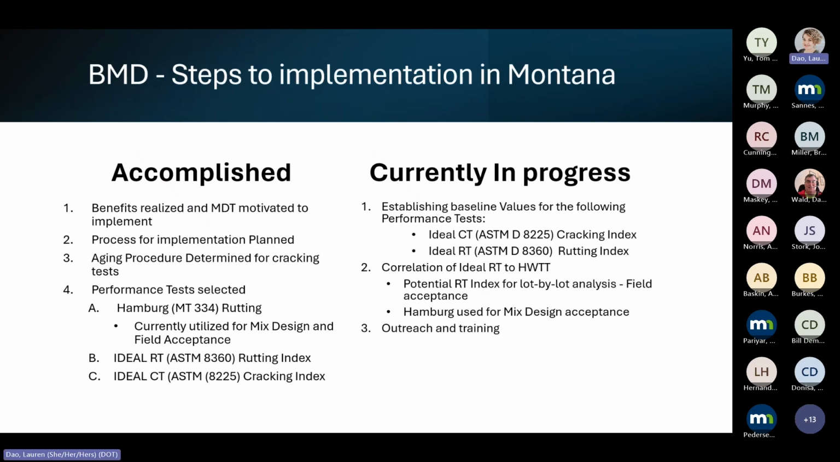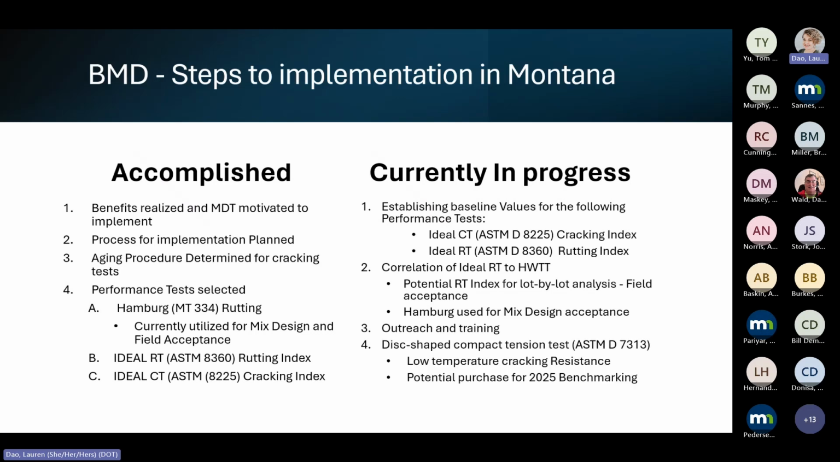But because we've been using the Hamburg and there were a couple of projects that went south on us last year, our contractors were concerned and we had a meeting. I mentioned that this was part of our balanced mix design and there was a workshop. So they said, well, we need that workshop now. I said, well, I wasn't going to bring it to you for another year, but since you asked, hopefully we're going to have one this winter.